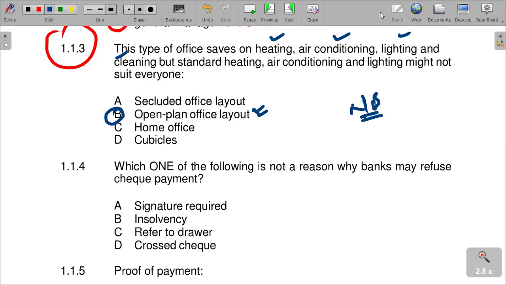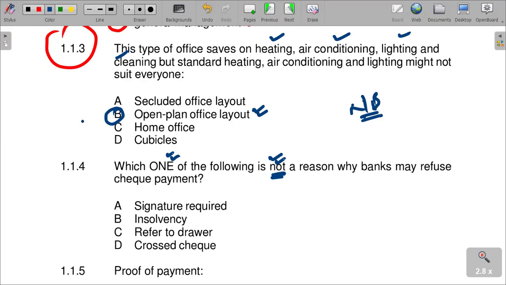Let's continue. If you can see again, we are saying number 4: which one of the following is not a reason why banks may refuse check payments?